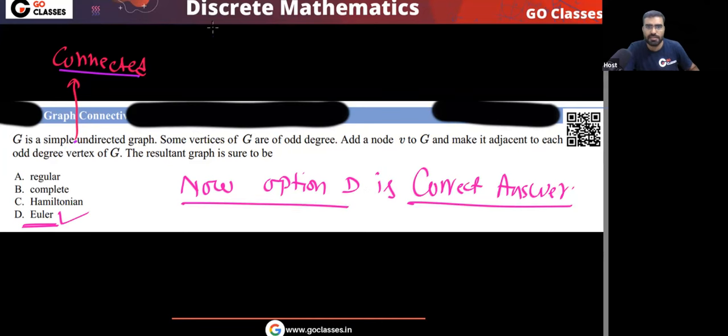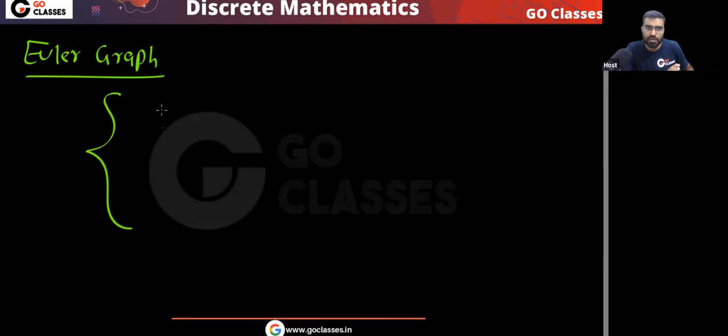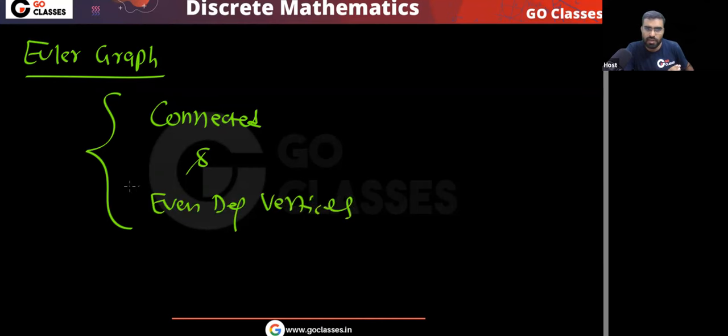That is the reason I said that this is a beautiful question. But let me tell you what students do. The majority of the students who solve this question will not consider these small things. Whenever you have an Euler graph, you have to make sure it is connected and that it has all even degree vertices, right? Yes or no? So these two things you have to make sure.